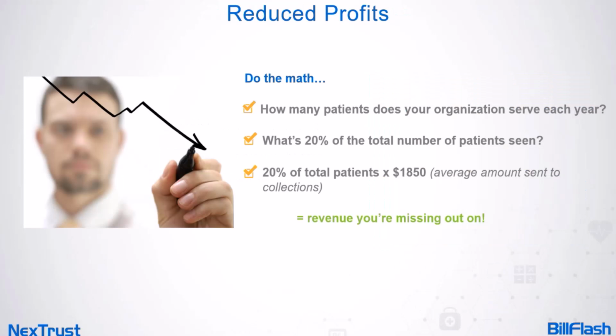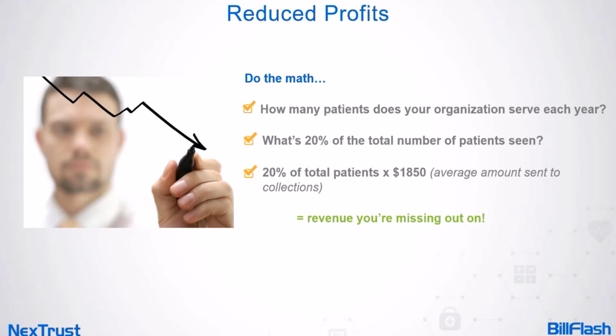One of the other issues that come about as a result of this is reduced profits. Past due AR has serious financial implications on your practice, with approximately 20% of all patients being sent to collections, and the average medical bill that is sent to collections ranging from $750 to $2,600 per person.